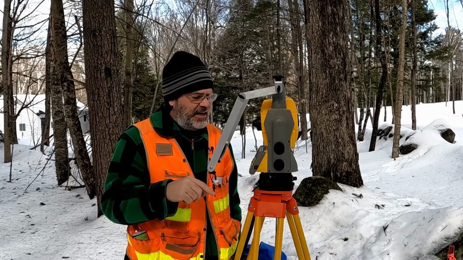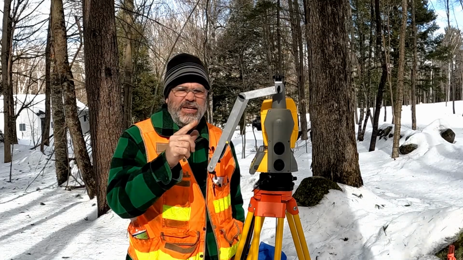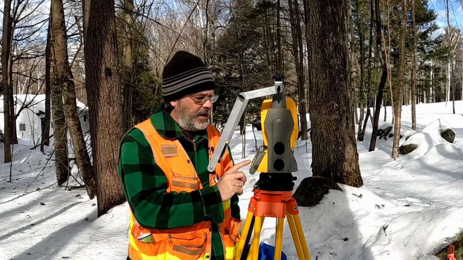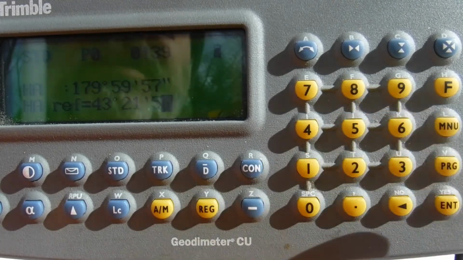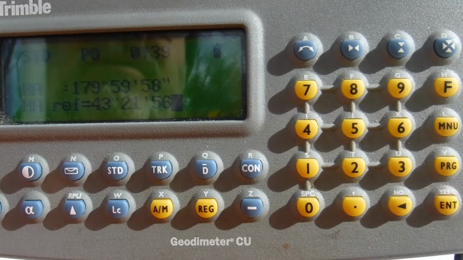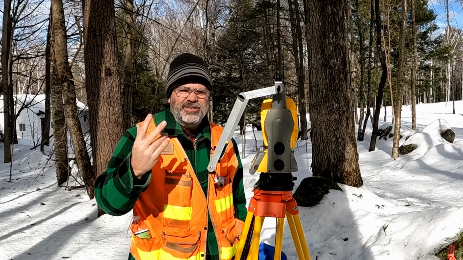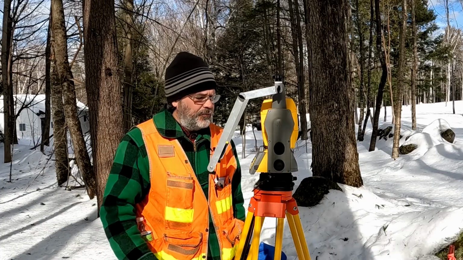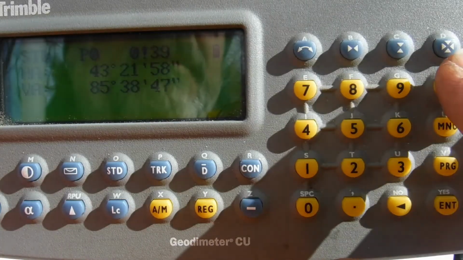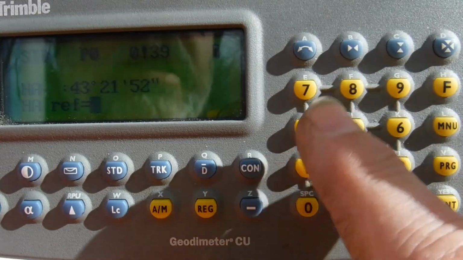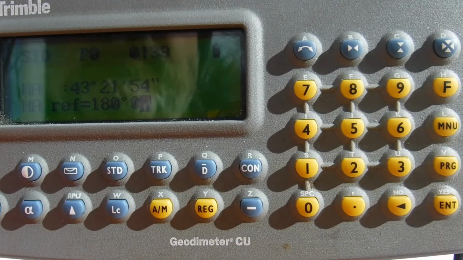A quick aside, if you want to enter degrees, minutes, seconds, just enter the number, let's say 43.21.56, and that'll enter degrees, minutes, seconds. We want 180 degrees exactly. So 180.0.